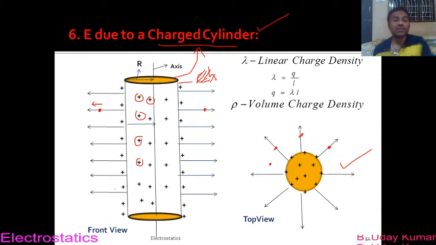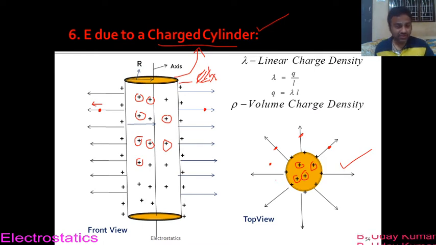As I already mentioned, whatever the charge that is given to this cylinder, it is uniformly distributed throughout its volume. I already said that word, right? So even inside the cylinder, the charge is present. Look at this, even inside the cylinder, the charge is present. That means whatever the charge that is given to it, it is uniformly distributed throughout its volume also, and hence this is also an example for volume charge distribution.